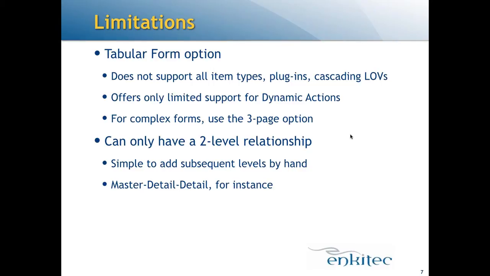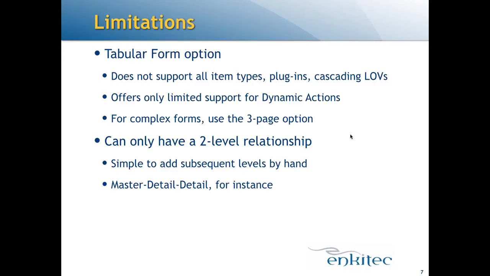So for example, if you wanted to maybe disable one column based on a value in another column for a particular row, that would be very difficult with dynamic actions. But with a regular form, that's really simple. So our recommendation is that if you're building complex forms for your detail records, go ahead and use that three-page option. Also, if you're doing several detail rows, you'll want to use that three-page option as well.